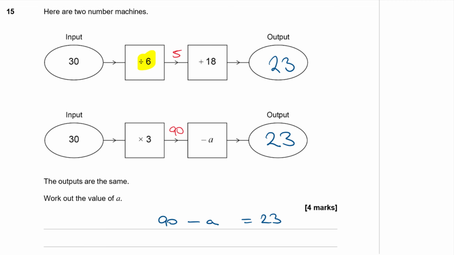So what is the value of A then? So what would I have to take away from 90 to get 23? A must be equal to what? 90 take away 23 would be 70, 67. So 90 take away 67 is 23, isn't it? So A must be 67.